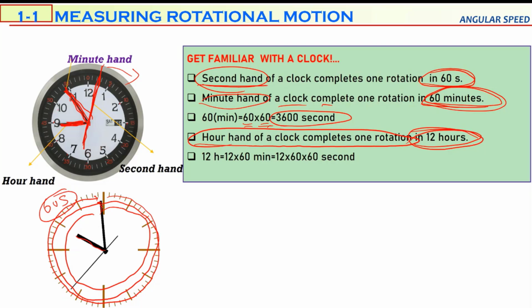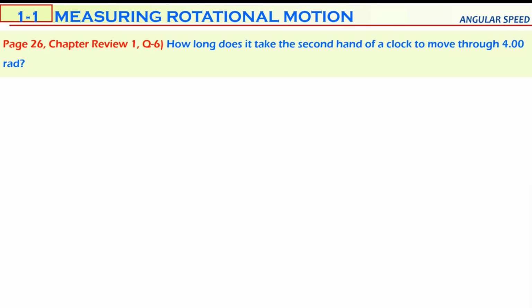So again, the second hand completes one rotation in 60 seconds. The minute hand completes one rotation in 60 minutes, but the hour hand completes one rotation in 12 hours. How can 12 hours be converted to seconds? Yes. All right. This is a chapter review question, also a ministry exam question.